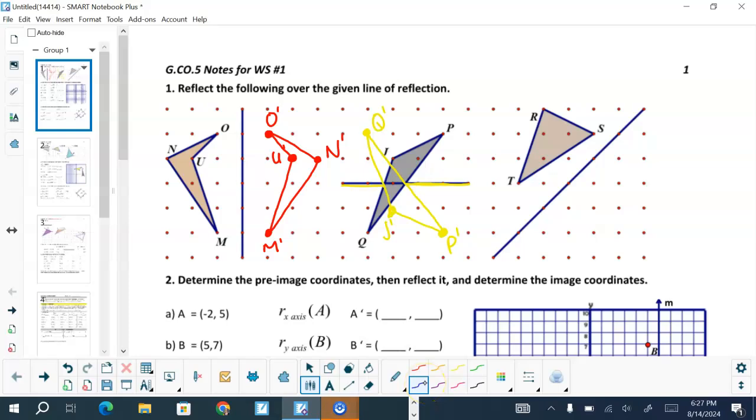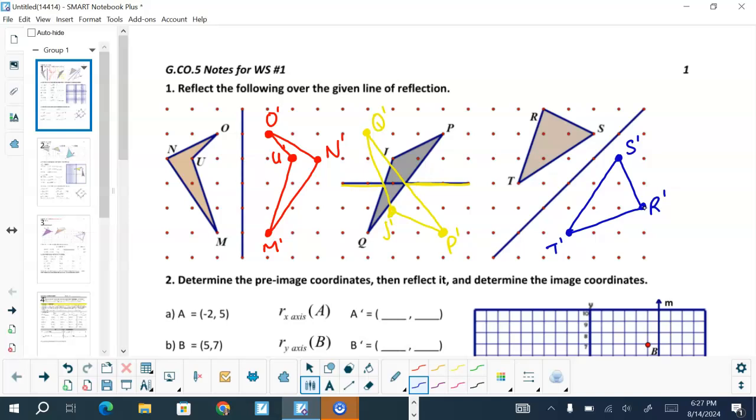Okay, so I'm going to show you where these points should have been. So your S prime should be right here. R prime should be right here. And T prime should be right here. If you didn't have that done correctly, fix it right now, okay?